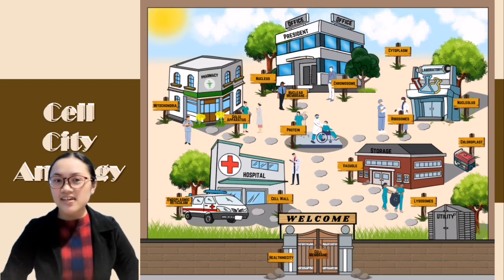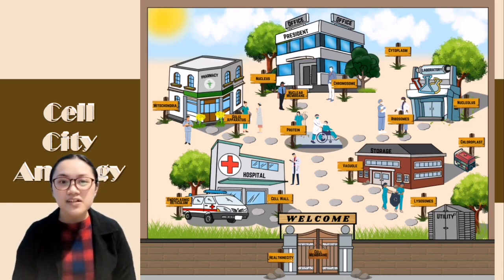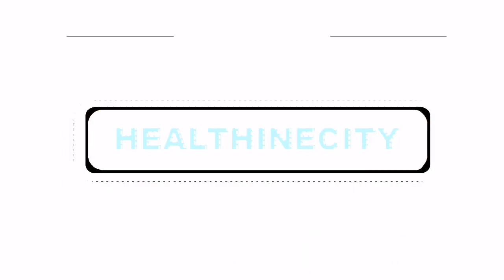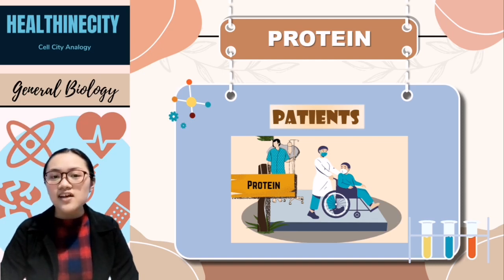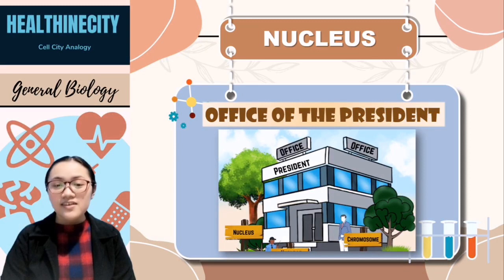So let's start stating the similarities between the functions of cell organelles and the people and buildings inside the HEALTHINECITY. First, the patients in the hospital are like the proteins. The proteins need the help and support of ribosomes and nucleolus. Proteins help in metabolism by providing structural support. So just like the patients in the hospital, the patients need the help and support of the doctors to receive treatment and recover.